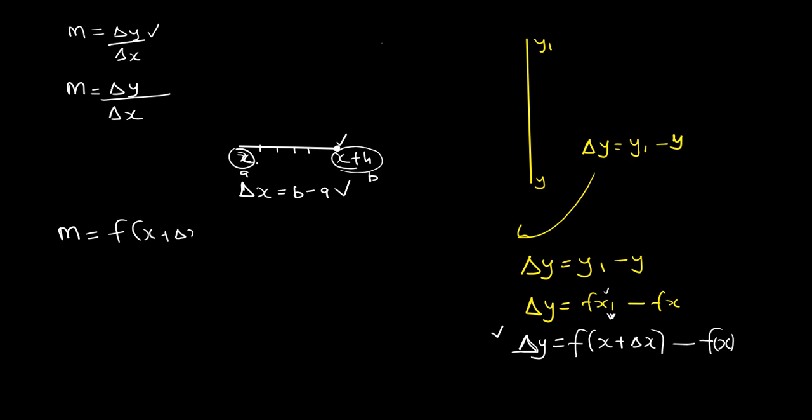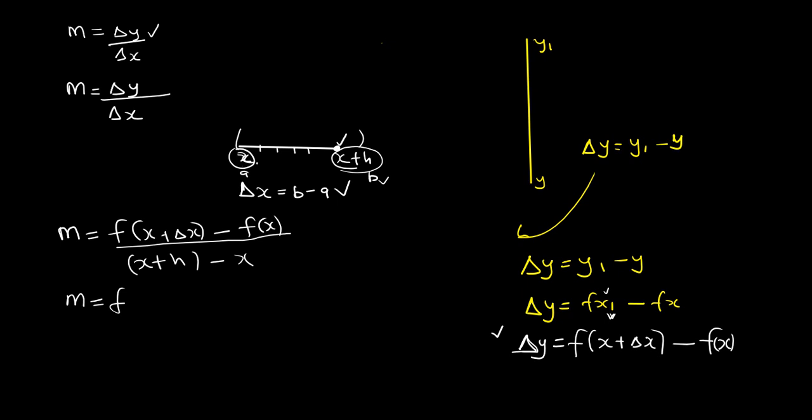Then we'll come down there. Change in y we said is this minus that, or b minus a. So our b there is this one. So I'm saying now b is x plus h, then minus the a, which is just x. So we'll say now f of x plus change in x is equal to f of x, like that, then over.